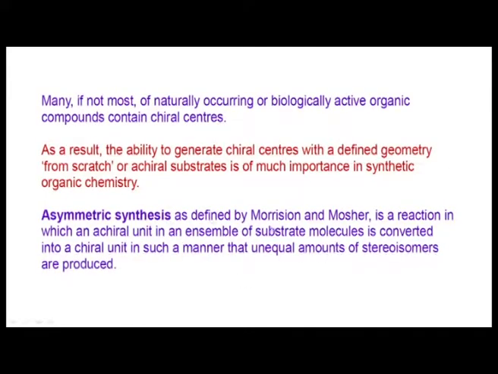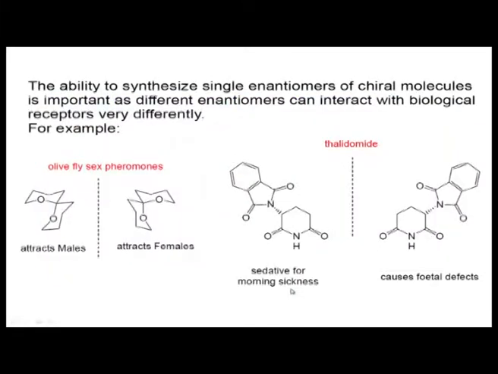Asymmetric synthesis, I have given you the definition, is that a chiral unit is converted into a chiral unit. That is one textbook definition, but I gave you that one chiral center is converted to a chiral center in unequal amounts, and that is called an asymmetric synthesis. Now, why is asymmetric synthesis important?